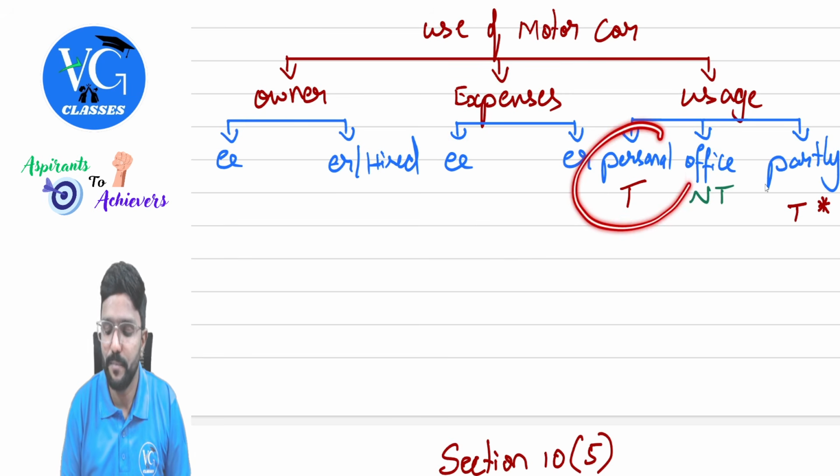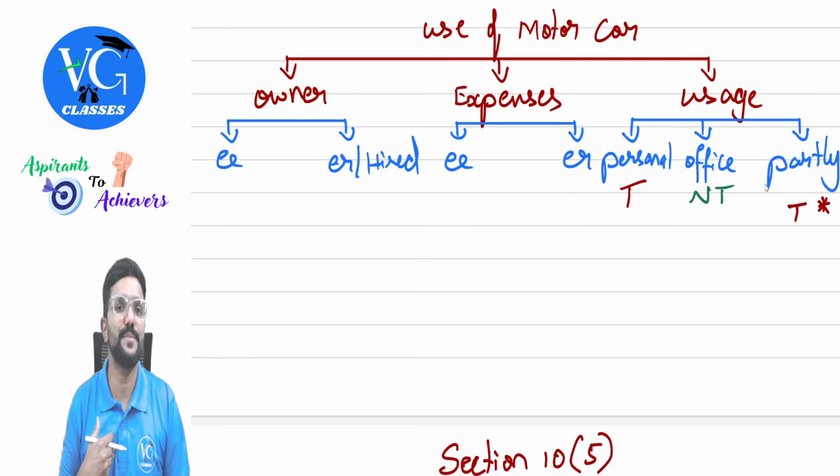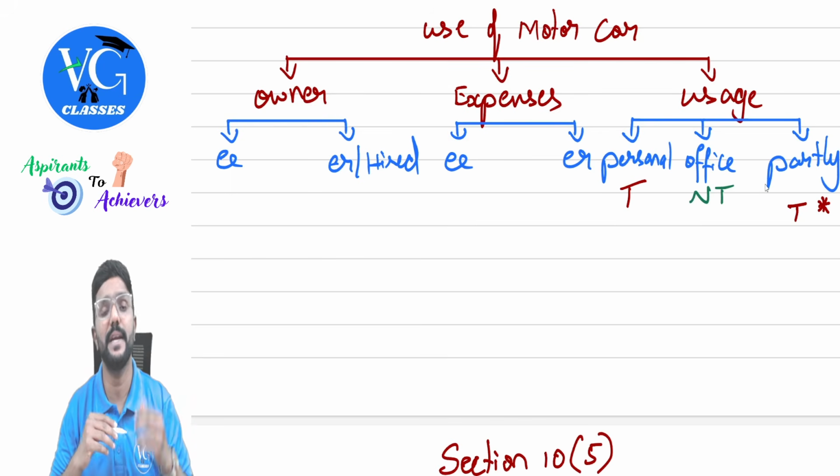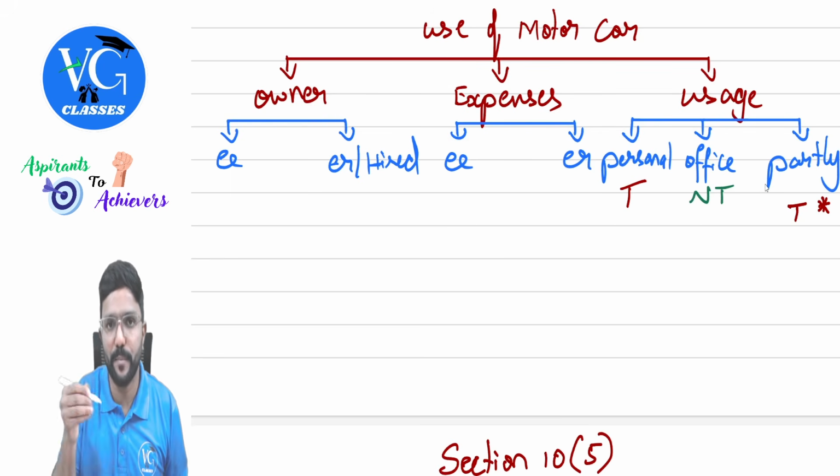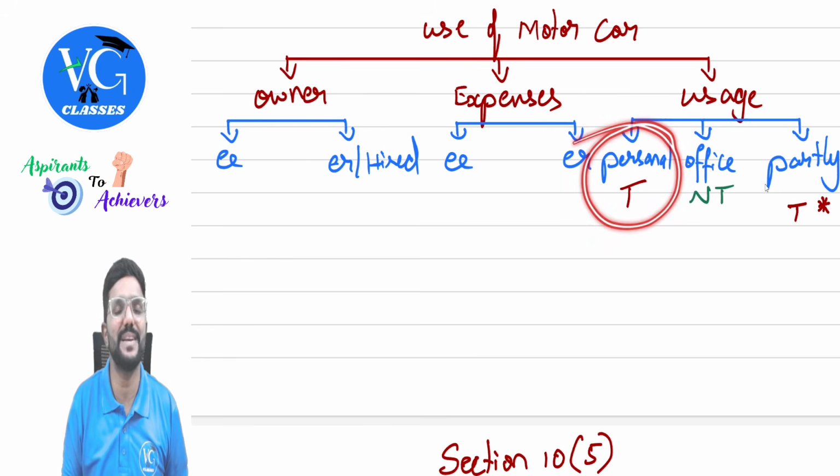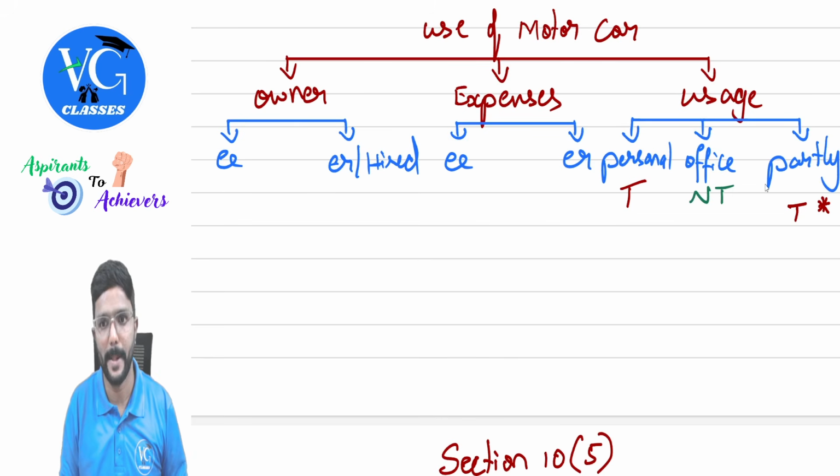If it is for personal purpose, then it is taxable as perquisite in the hands of employee, guys. We need to see who is the owner and who is incurring the expenses. Clear? So whatever benefit the employee is getting, it will be taxable as perquisite in the hands of employee.